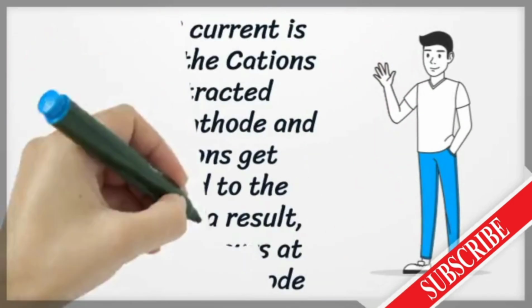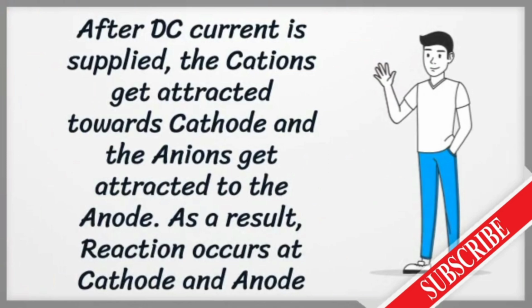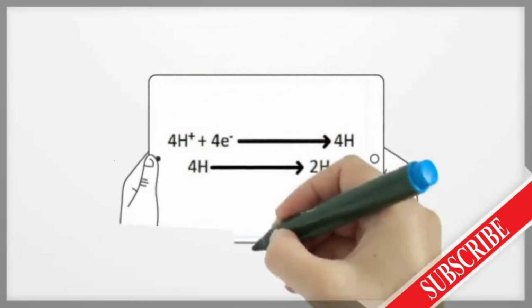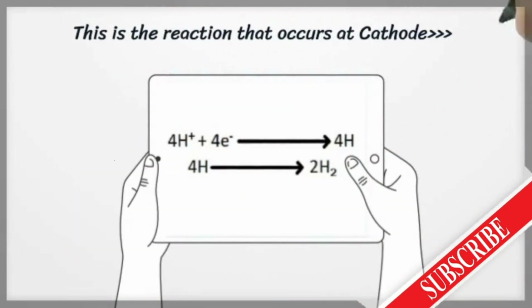After DC current is supplied, the cations get attracted towards cathode, and the anions get attracted to the anode. As a result, reaction occurs at cathode and anode respectively. At cathode, H+ ions move towards cathode and take electrons from cathode. Then, they become neutral hydrogen atoms. 2 hydrogen atoms combine to form a hydrogen molecule. Thus, hydrogen gas is formed and gets collected in the test tube of cathode.